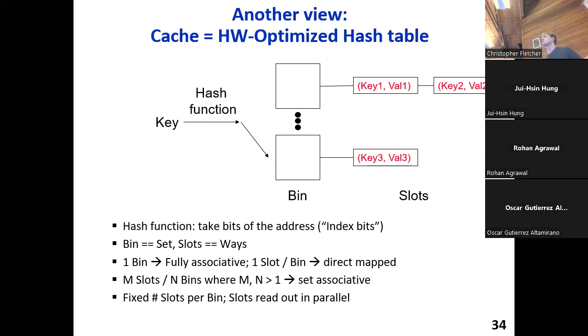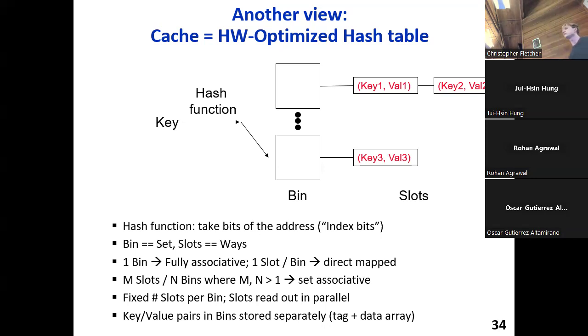To be as fast as possible, we're just going to read out all the slots in parallel. This may correspond to the design that you've seen in 61C. The key value pairs that are stored in each of the bins in each slot are sometimes stored separately. So you might store all the keys in one table and all the values in another table. This is an implementation choice that caches in hardware sometimes make, and this is what corresponds to a data and a tag array, but it's all the same thing.